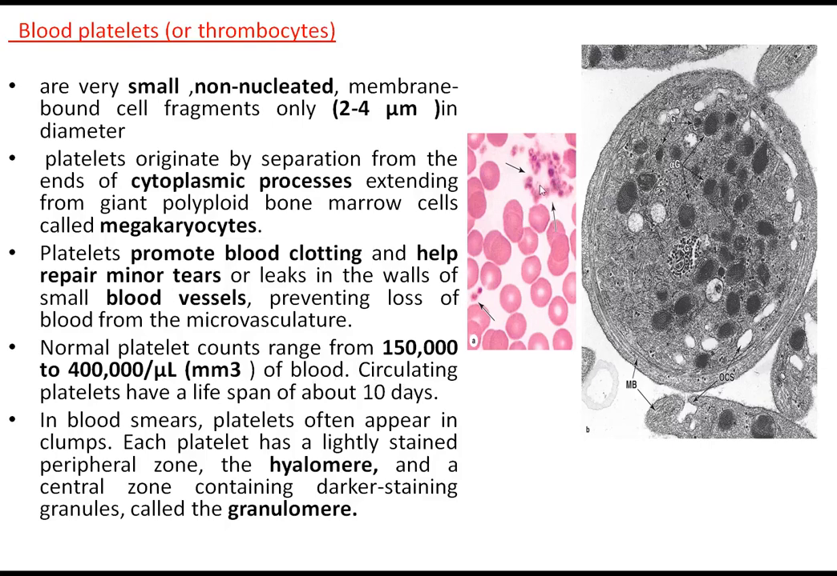In a blood smear, platelets often appear as a clump. Each platelet has a lightly stained peripheral zone, the hyalomere, and a central zone, the granulomere, which is darker in the center and surrounded by the lightly stained peripheral zone. The center is the granulomere and the peripheral is the hyalomere, which is lighter in stain.